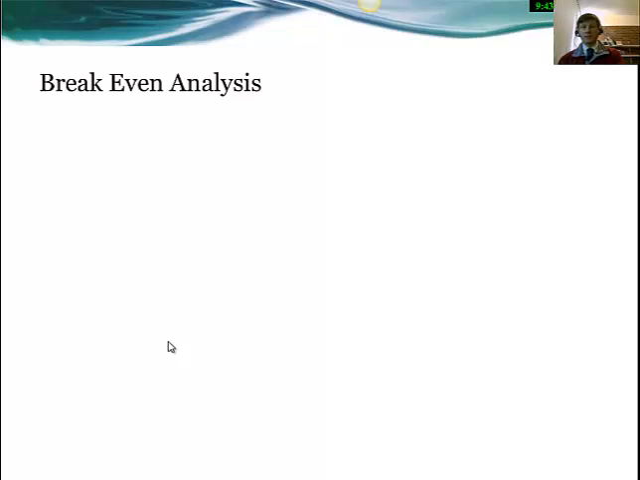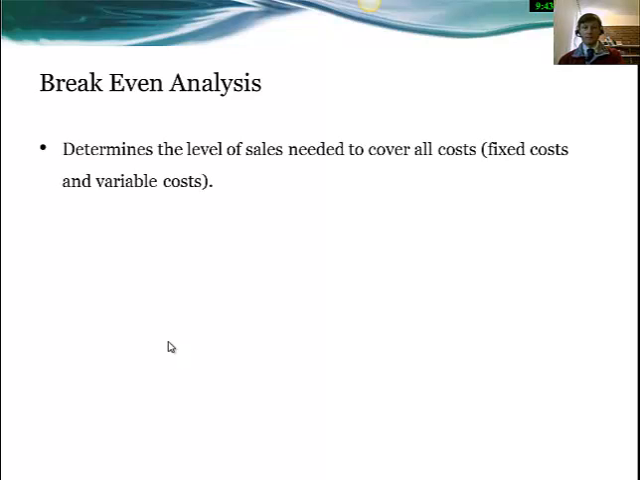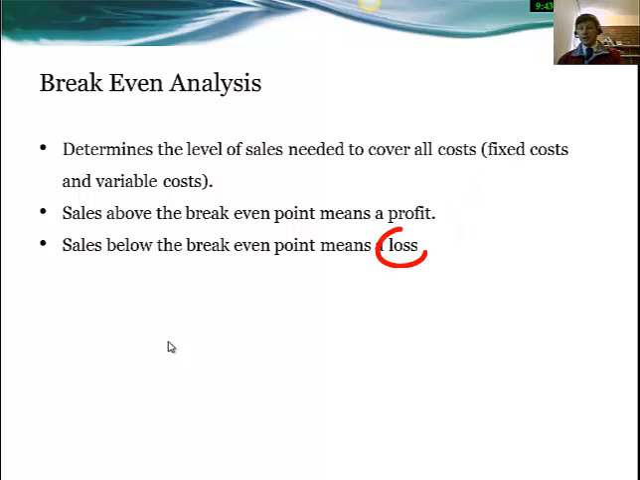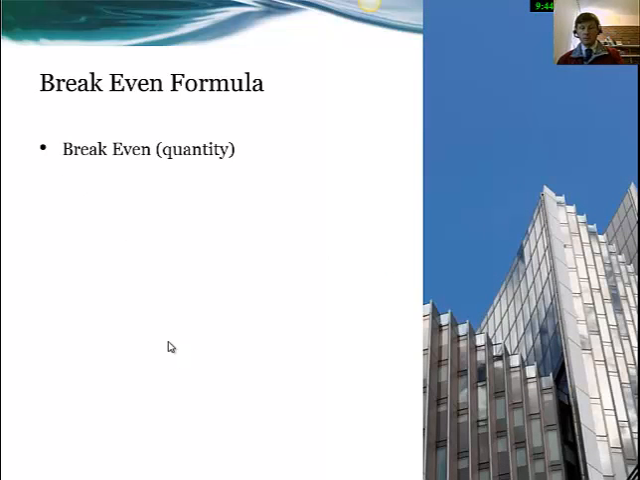Let's look at the break-even analysis itself. It determines the level of sales needed to cover all costs, fixed and variable costs. I'll explain that a bit more in a moment. It shows sales above the break-even point means a profit, and conversely, if you're below that break-even point, it means you're making a loss.